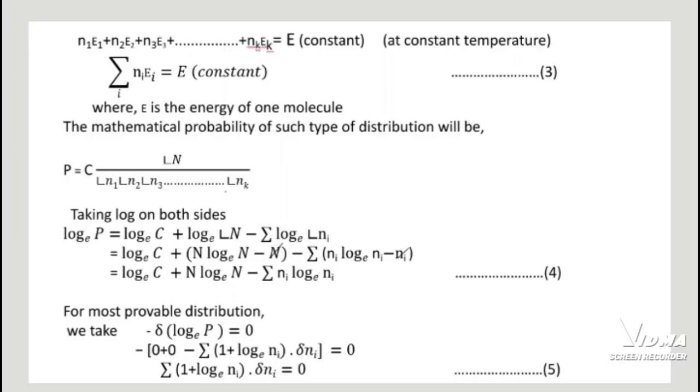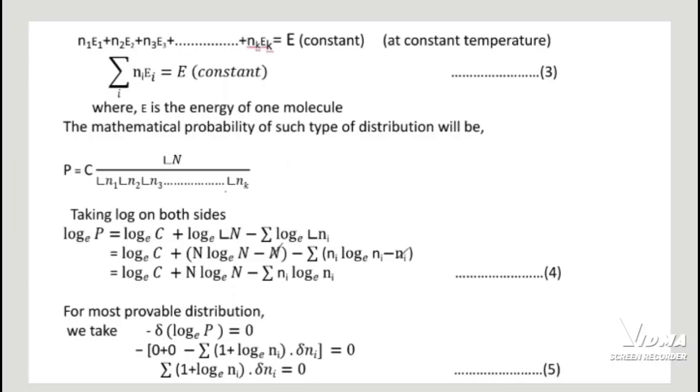Log C plus N log N minus N, minus summation Ni log Ni minus Ni. The summation Ni and capital N cancel each other. So log C plus N log N minus summation Ni log Ni. That is equation number 4.